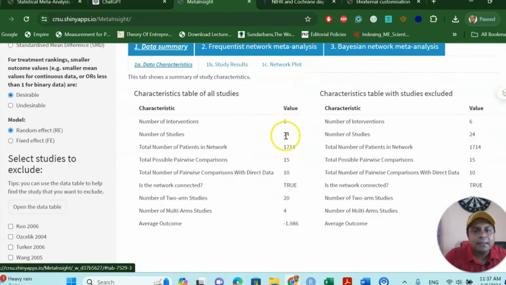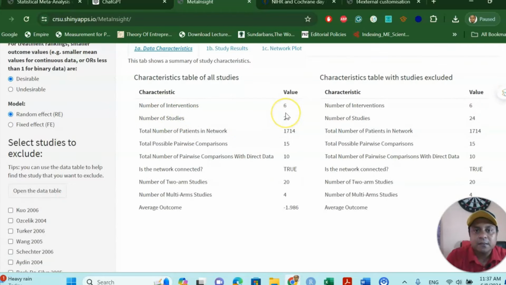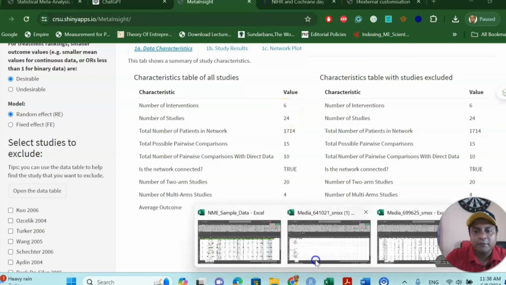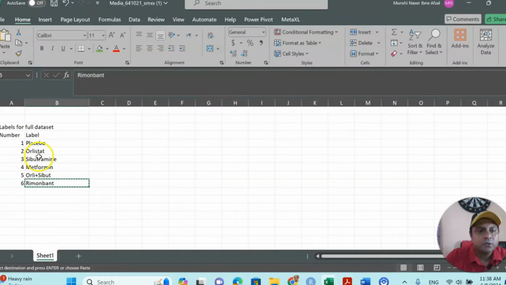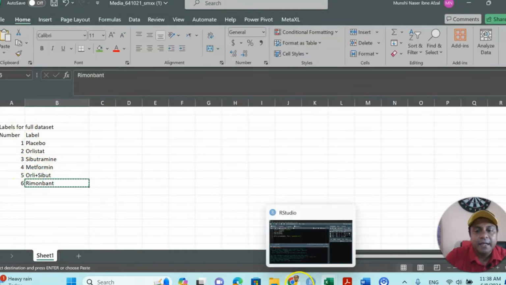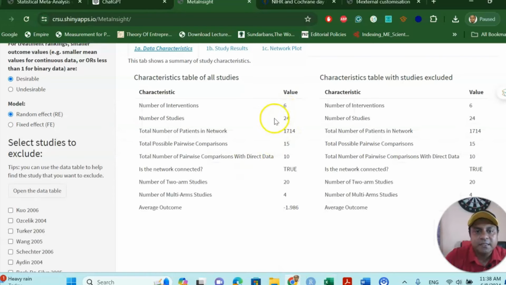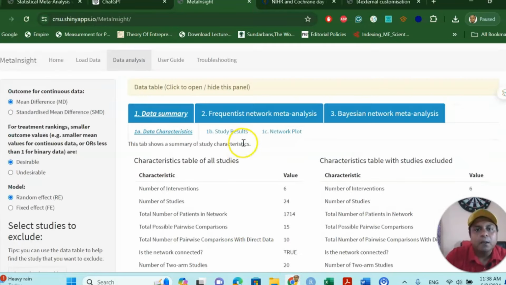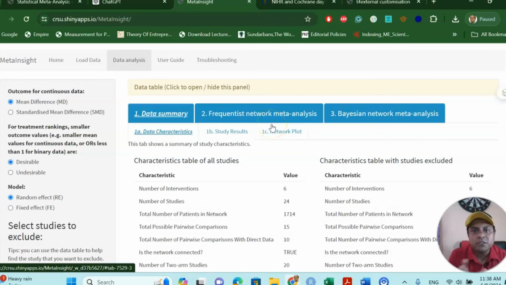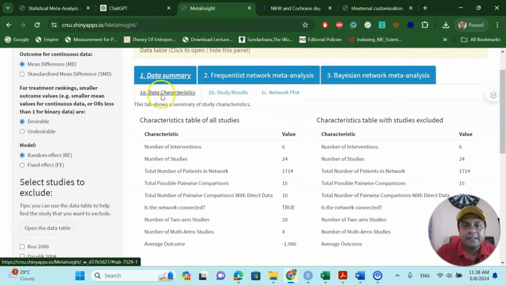As you can see here, the number of interventions in the dataset I'm using is 6. 1, 2, 3, up to 6: there are six interventions or treatment protocols that I am using. The number of studies is 24, and this is the demographic or characteristics of the studies that I am now using. Okay. Now, there are two methodologies in network meta-analysis. One is called the frequentist network meta-analysis. The other is the Bayesian network meta-analysis.